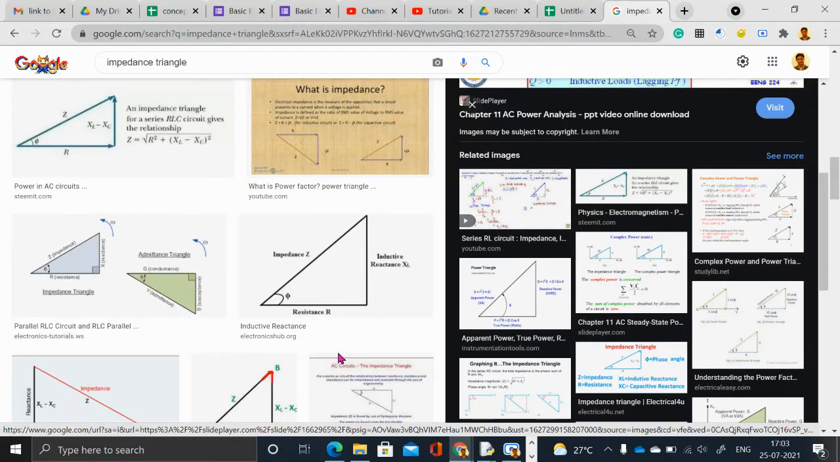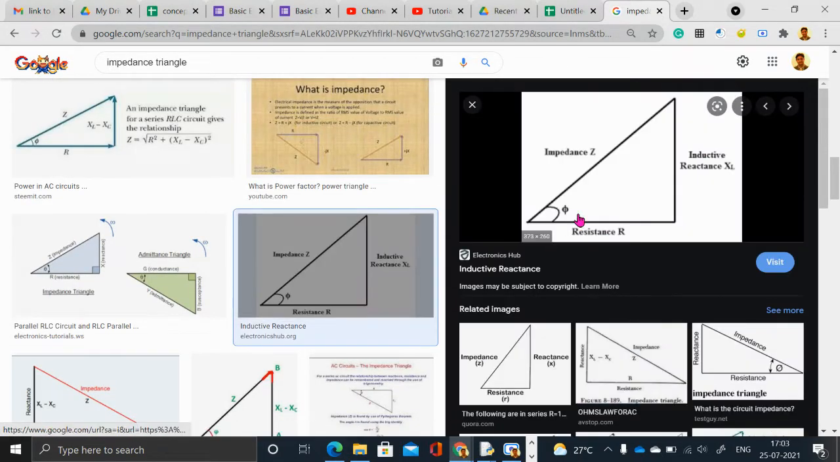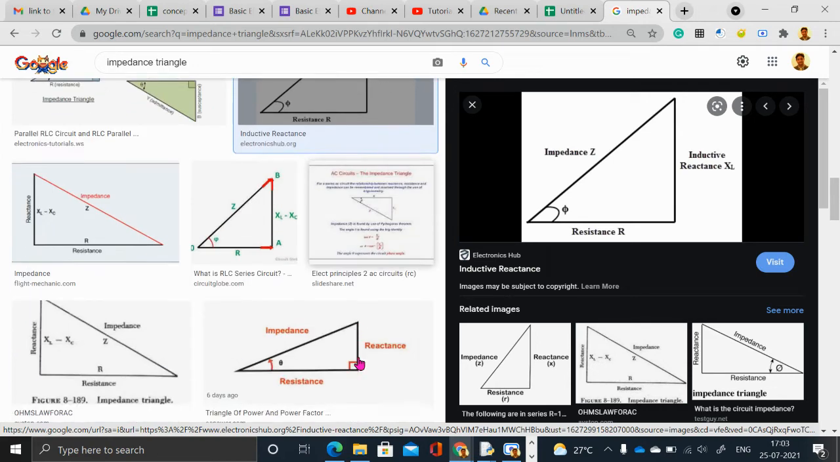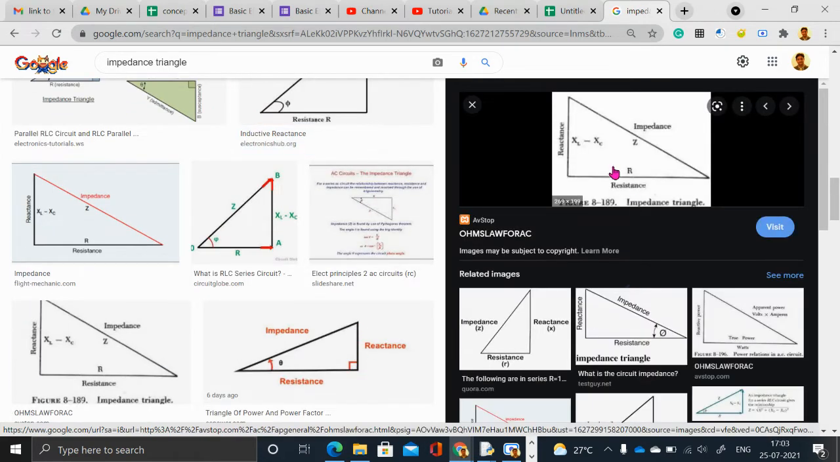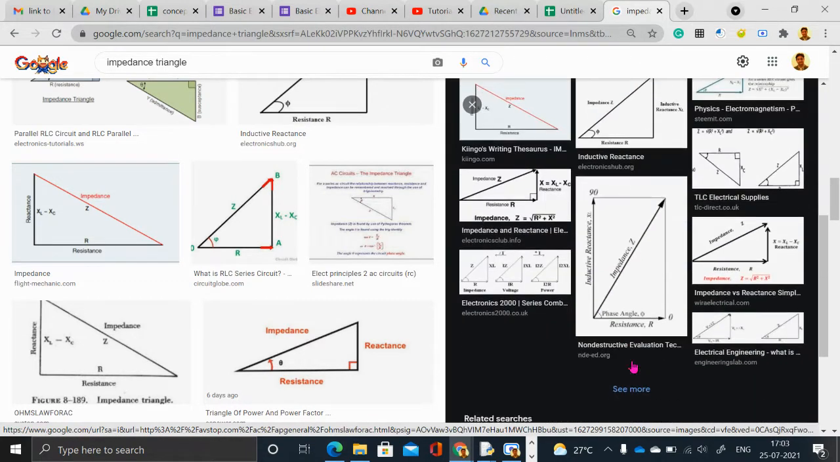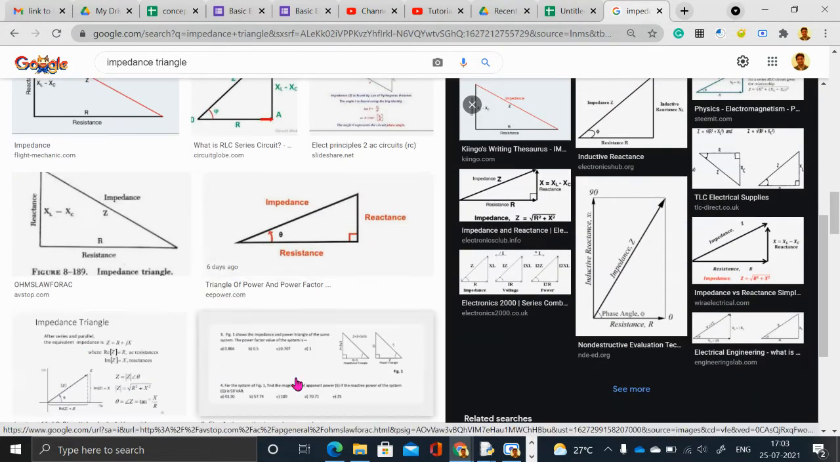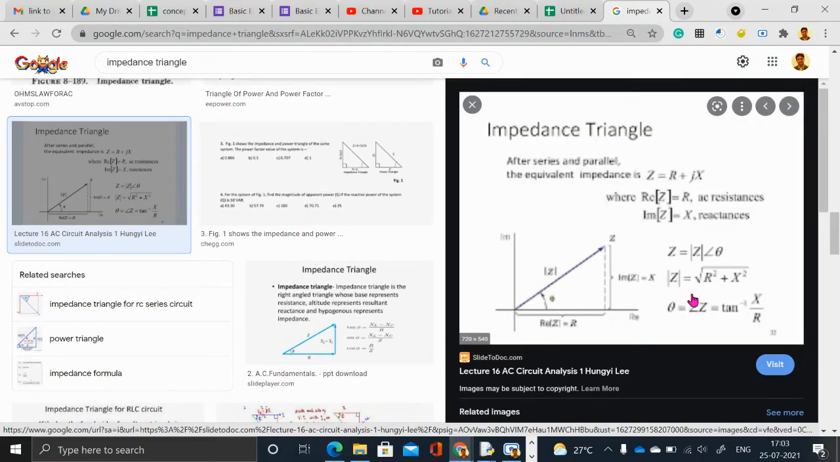You will find a lot of this all over the internet. Anyway, here you can see one more: XL minus XC, that will be the net reactance. And here you can see theta is the angle of the Z, which is nothing but tan inverse of X by R. So this is our formula, which is called the impedance triangle.